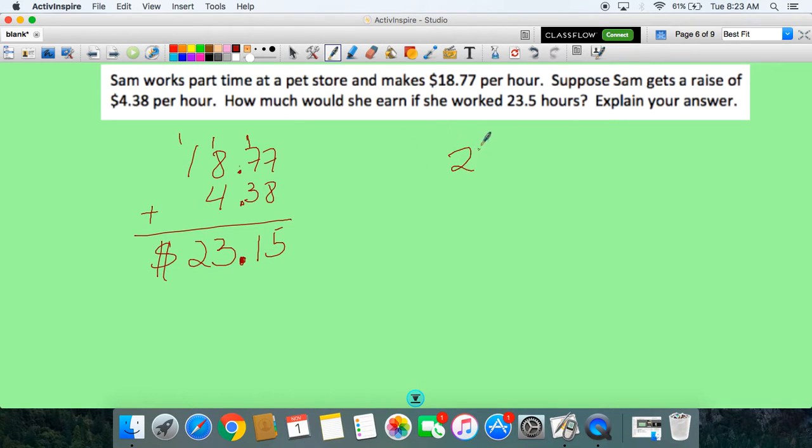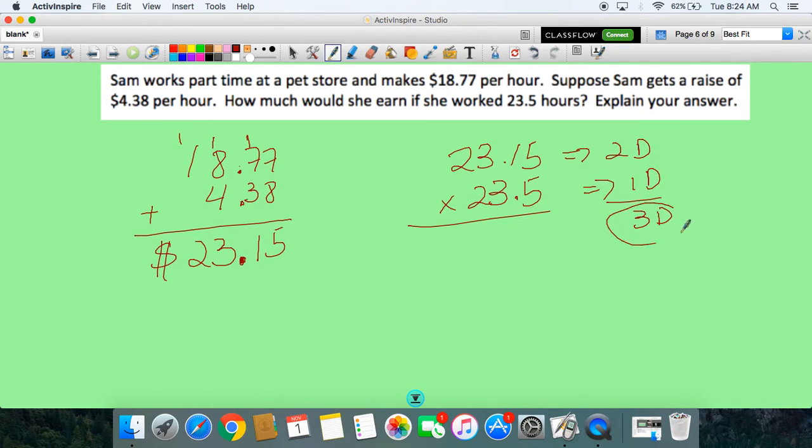Now, you want to see how much she's going to make. She works 23.5 hours. So it's a multiplication problem here now. There are 2 decimal places here. There is 1 decimal place here, which gives me a total of 3 decimal places, and that's what my answer should have.